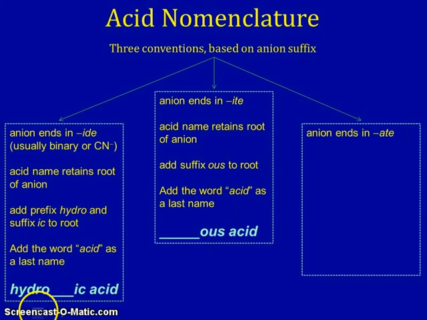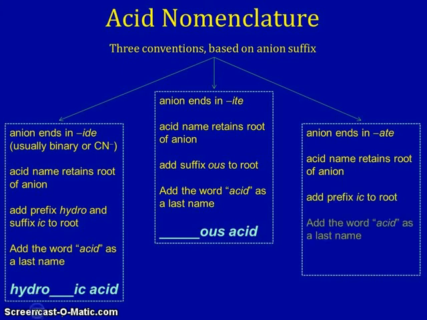Last, we've got our "ate"s. This is by far most of our polyatomics. So sulfate, phosphate, chlorate, bromate, on down the line. We still retain the root. So if it's bromate, for example, we're still going to use brom. This time we're just going to add ic, not hydro-ic, just ic. So bromic. And we still add the word acid, so HBrO3, bromic acid, and that's our pattern.